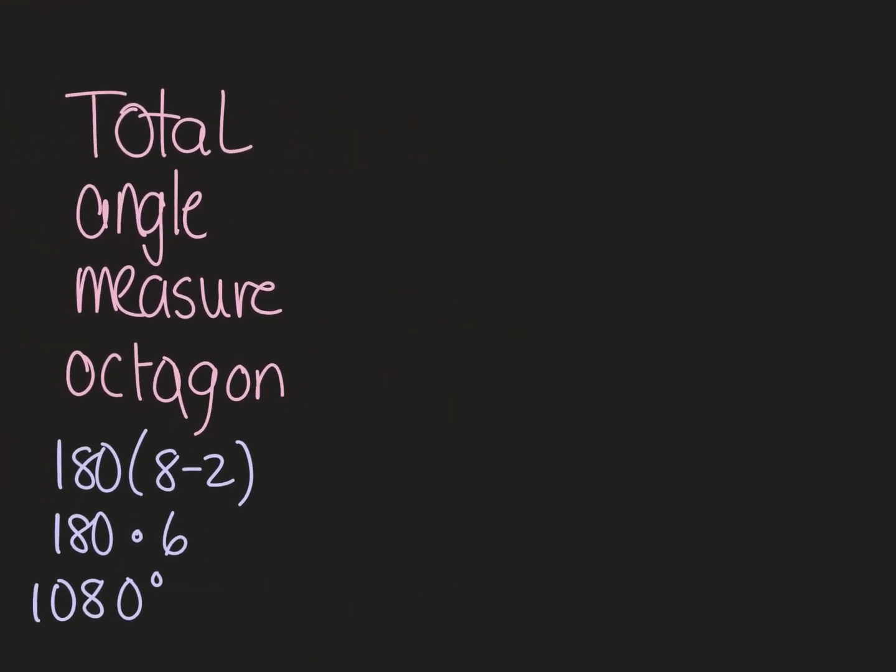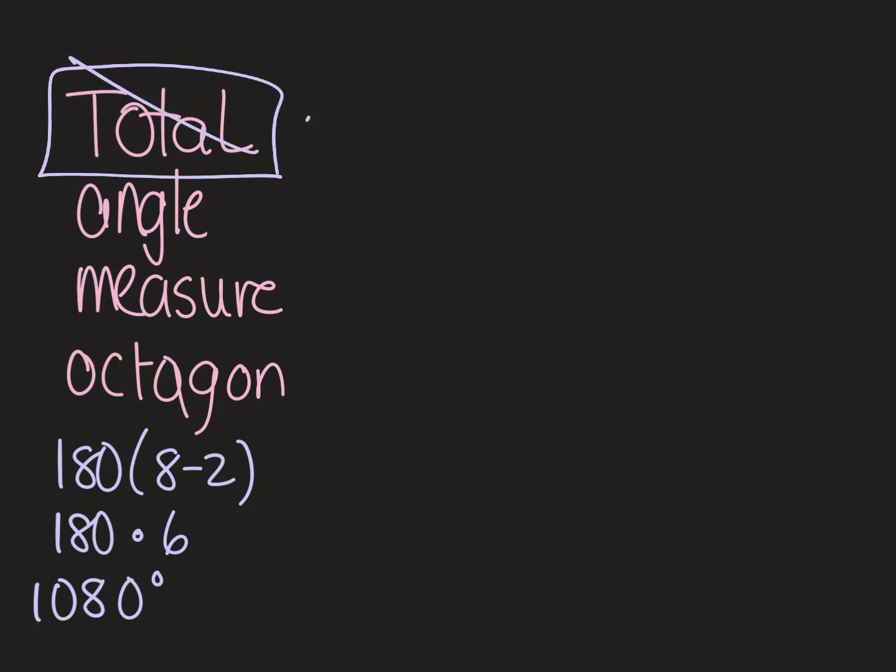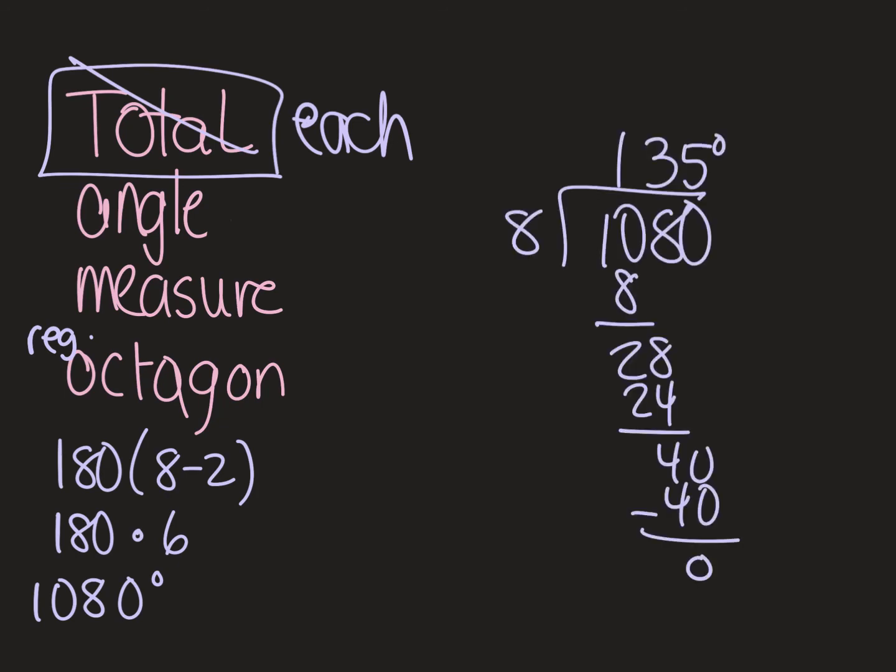Your last question is, now that you know the total is 1,080, find each angle in a regular octagon. Assuming they're all the same, what's the next step now that you know the total? Find each angle measure. Answer is 135 degrees because we're going to take our total and we're going to divide by 8 since there's 8 sides in an octagon.